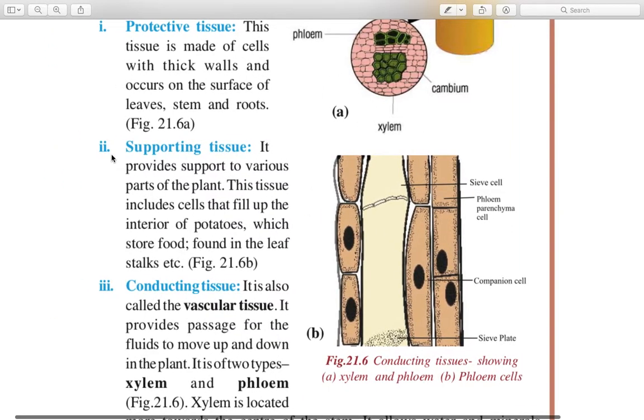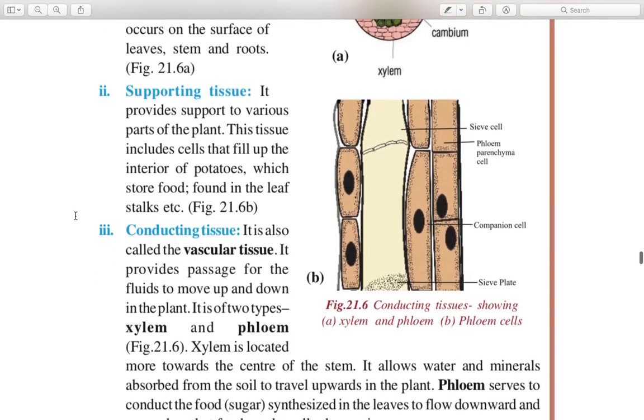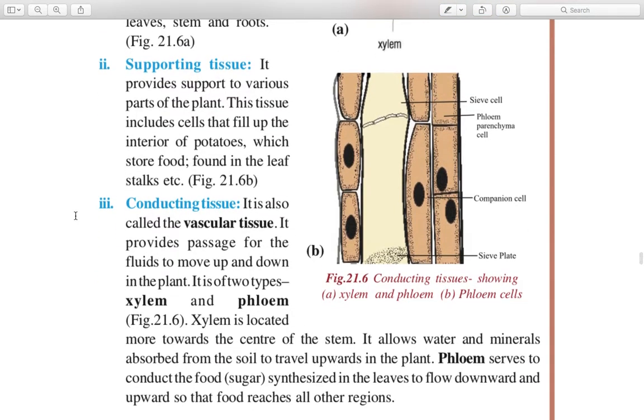Then you have supporting tissue. It provides support to various parts of the plants. We said that protective tissue protects the surface, as they are found on the surface. Supporting tissue gives support to the various parts of the plants. They fill up the interior parts, for example the interior of potatoes which store food, and they are also found in the leaf stalks.